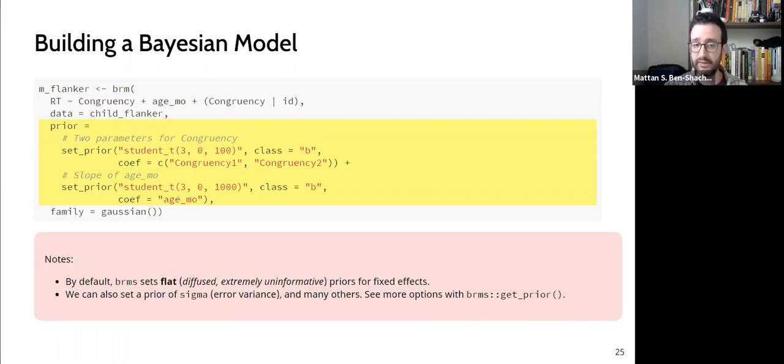Just some notes. By default, BRMS assigns flat priors to all fixed effects, which is okay if that's what you want, right? But just have to remember that those aren't objective priors. I also say that we can set other priors in this model. For example, I can set a prior on my error variance, on the random effects variance, and so on. You can see all of that using the get_prior function from BRMS. I've chosen just to focus here on the fixed effects in this model.